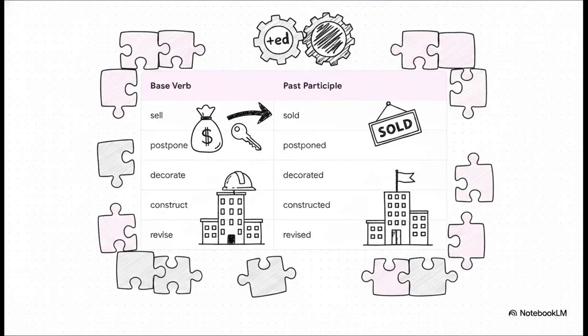Now, let's map out this essential transformation from the base verb to the past participle, which, if you remember, is Step 4 of our formula. Getting this right is completely non-negotiable. The past participle acts like the final puzzle piece that locks the entire grammar structure securely into place. Whether you're dealing with an irregular verb like sell turning into sold, or navigating a standard regular verb like construct neatly turning into constructed, mastering these past participles is vital. Without that final step, the formal illusion just shatters. You have to commit to the formal ending to make the sentence resonate with authority.